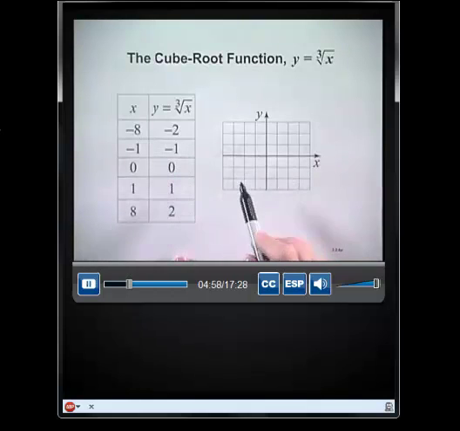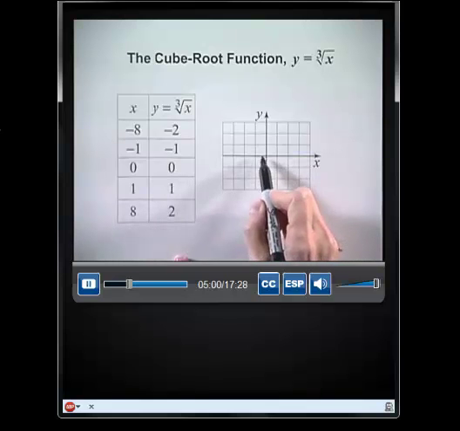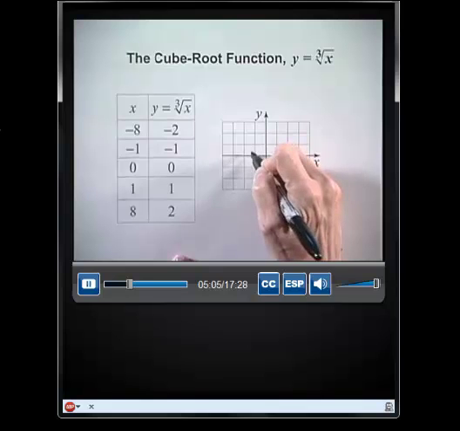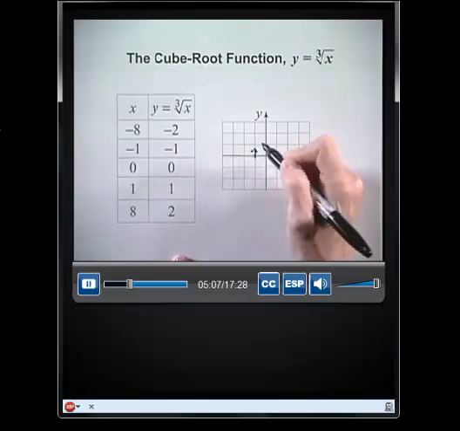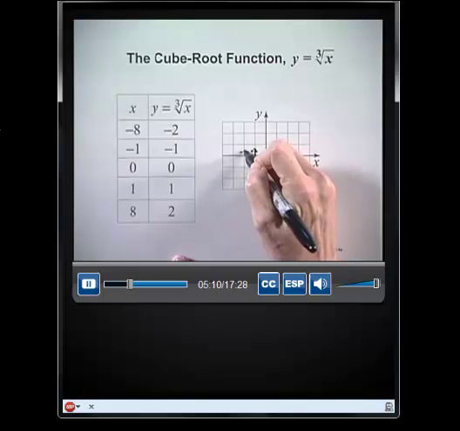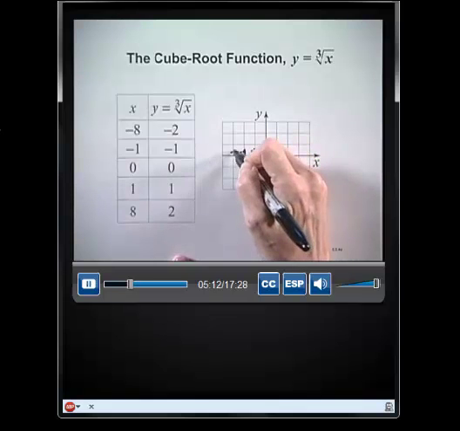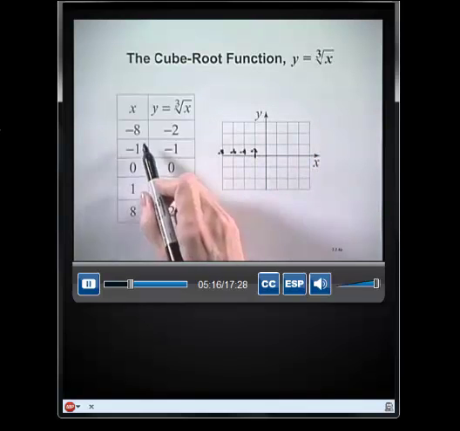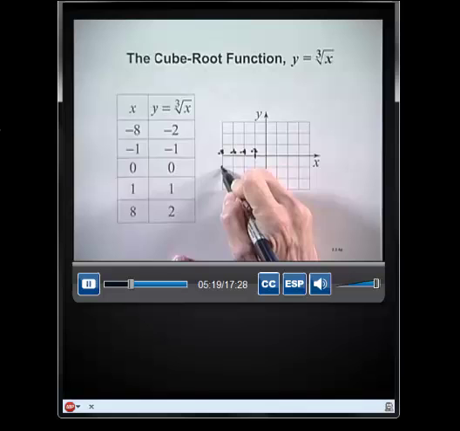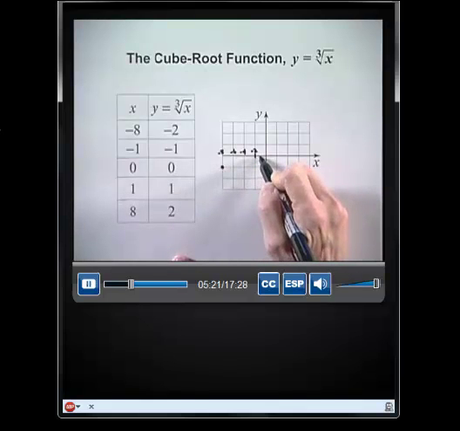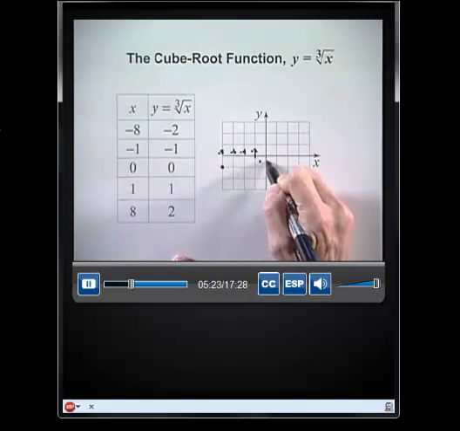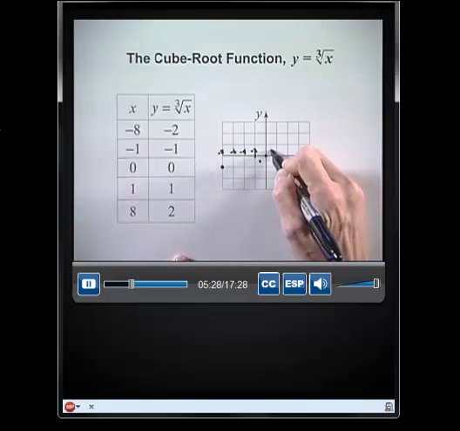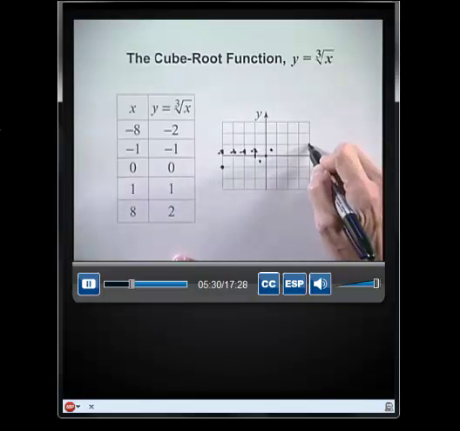Now to appropriately use the grid we have, let's consider each grid square 2 units. So for example, this one is negative 2. Then the next one's negative 4, and negative 6, and negative 8 in all directions. So we'll plot the point negative 8, negative 2, negative 1, which cuts through half of that particular square, 0, 0, 1, 1, and 8, 2.